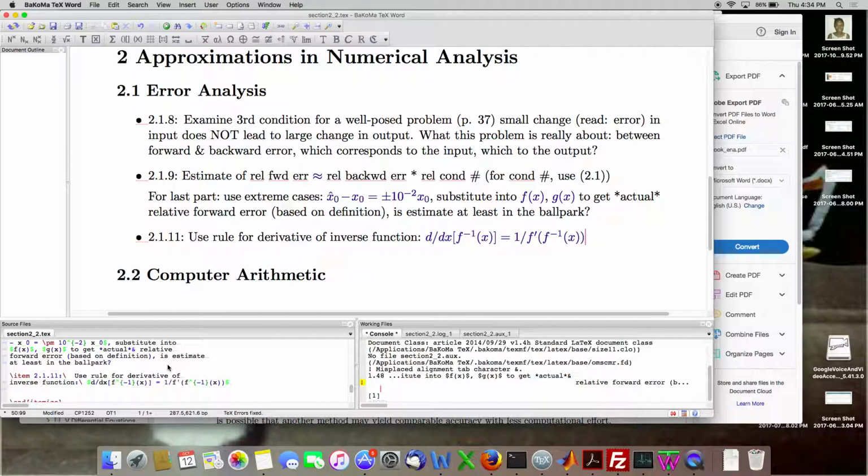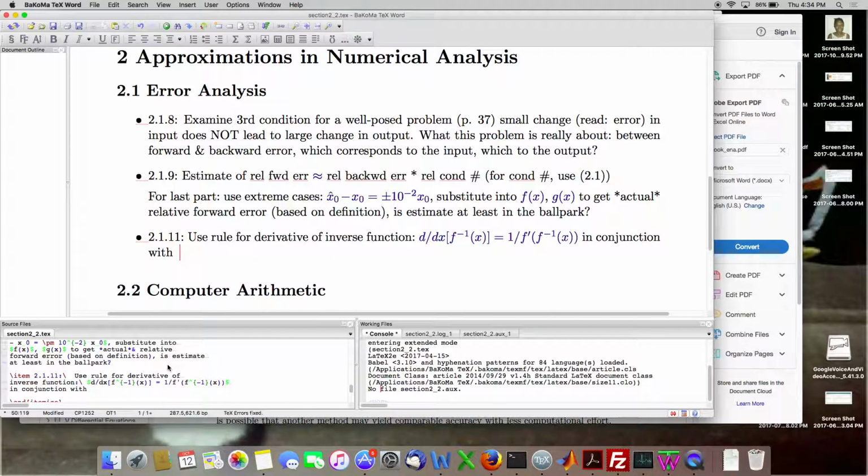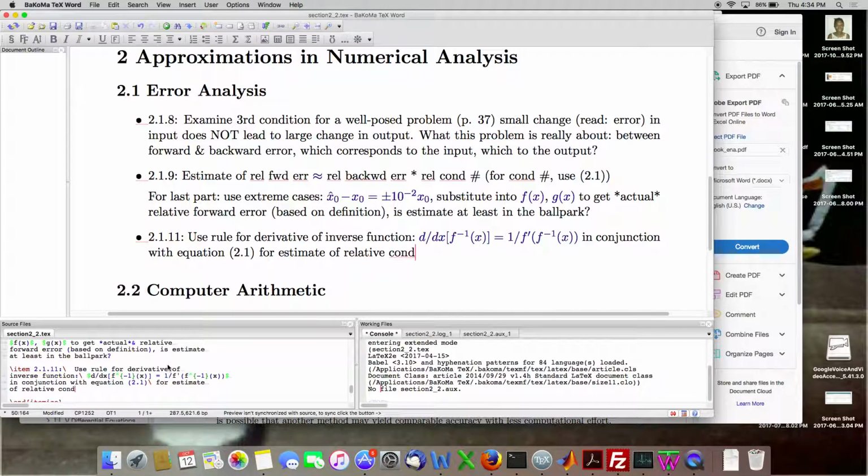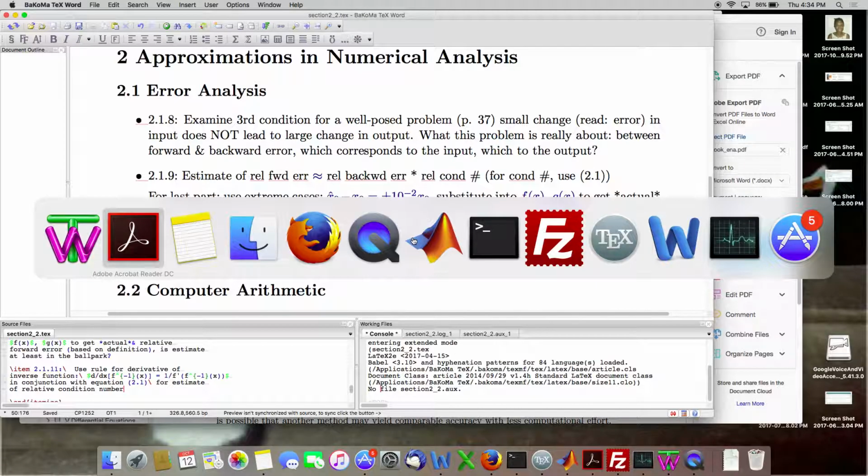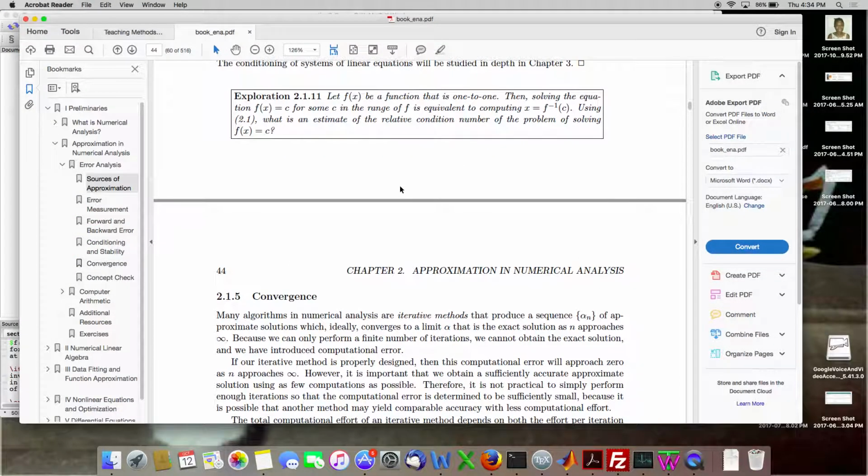So in conjunction with equation 2.1 for the estimate of the relative condition number, that's really what I'm looking for. When I had gotten questions on this in the past, what I noticed is that unfortunately there would be some carelessness with the algebra. So watch your algebra on this one. But really, these are the pieces for putting that one together.